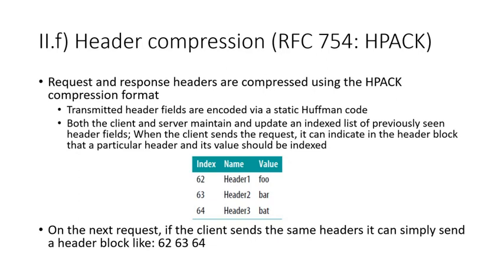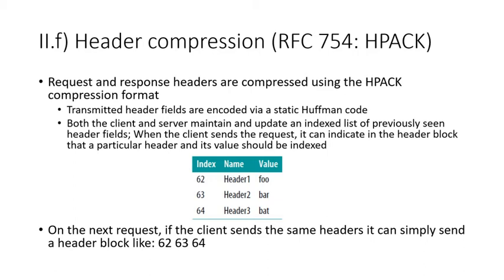With HTTP 1, headers are always sent as plain text, which adds hundreds of bytes of overhead per transfer. HTTP 2, on the other hand, compresses request and response header metadata using the HPACK compression format, encoding headers via a static Huffman code. Not only that, but it also indexes headers that were already seen in the communication.